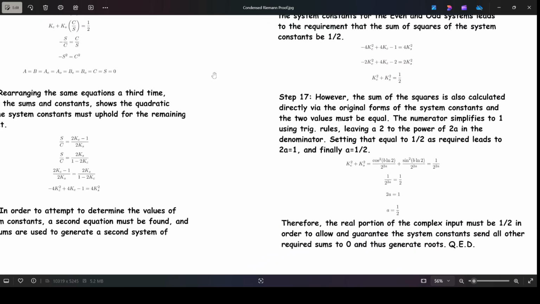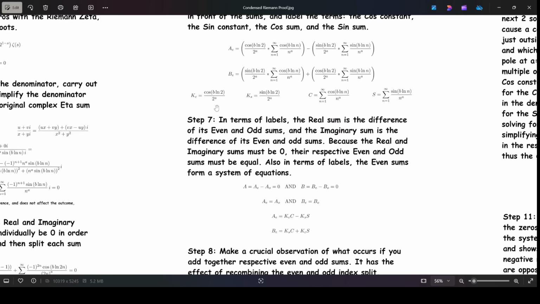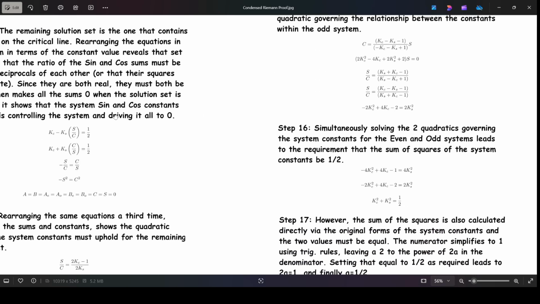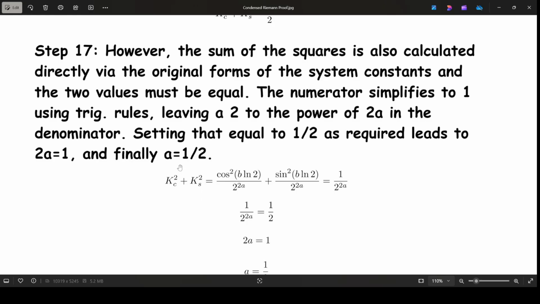And the common denominator on the bottom is the 2 to the 2a, because it was 2 over a squared. So we're left that the sum of the squares of the constants is equal to 1 over 2 to the 2a. And it's not dependent on the little b, which is the imaginary portion of the complex input. That ends up canceling out, and b is free to be whatever it wants. But it turns out the sum of the squares of these values is directly dependent on the value of a that you pick. But wait a minute.